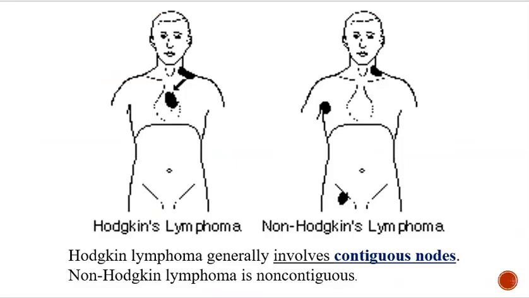How to divide Hodgkin lymphoma from non-Hodgkin lymphoma clinically is, of course, a very arbitrary division, but it can be helpful sometimes. Hodgkin lymphoma generally involves contiguous nodes. In non-Hodgkin lymphoma, involvement is usually non-contiguous, so different areas are involved, whereas in Hodgkin lymphoma it is usually present in contiguous nodes.